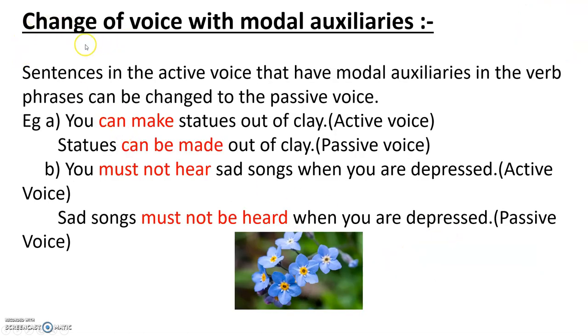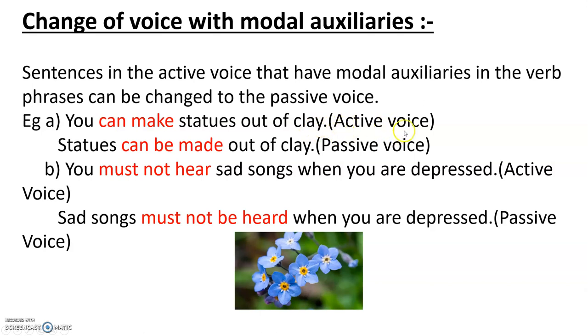Now suppose you have to change a voice with modal auxiliaries. Children, you've already done modal auxiliaries like can, could, may, might, no? So if you have sentences like this with modal auxiliaries, how can you do it? Let's see. Sentences in the active voice that have modal auxiliaries in the verb phrases can be changed to the passive voice. Example, you can make statues out of clay.